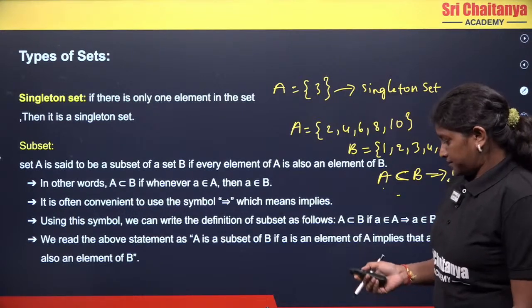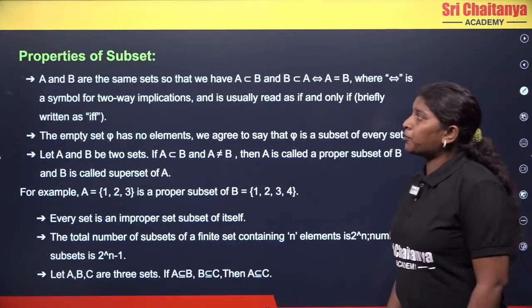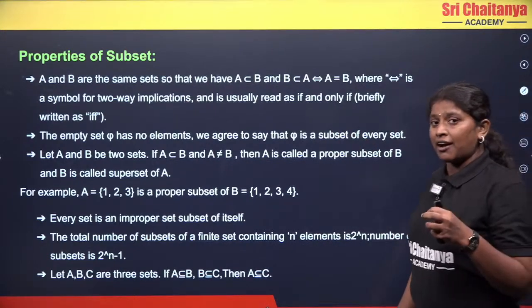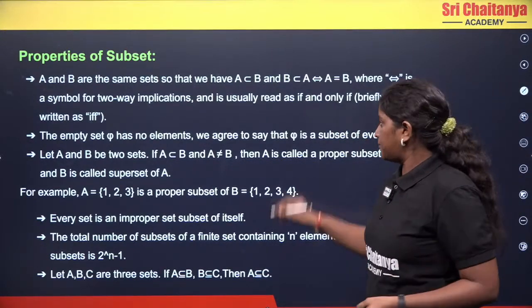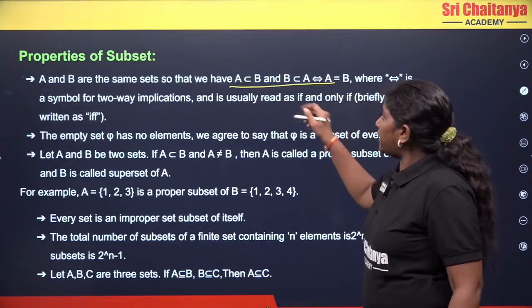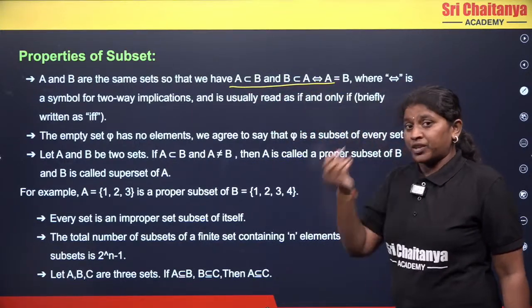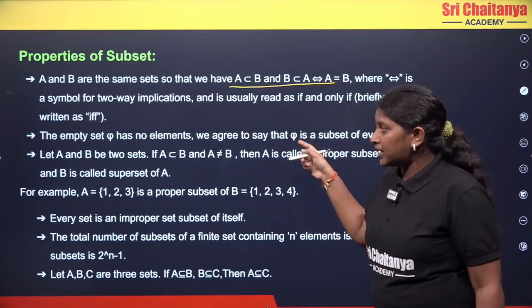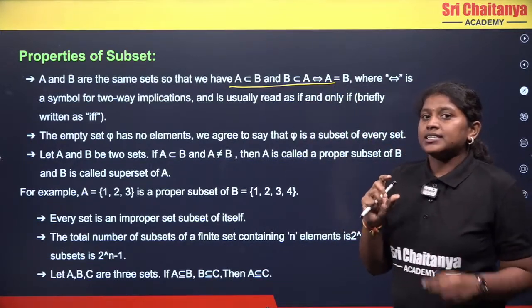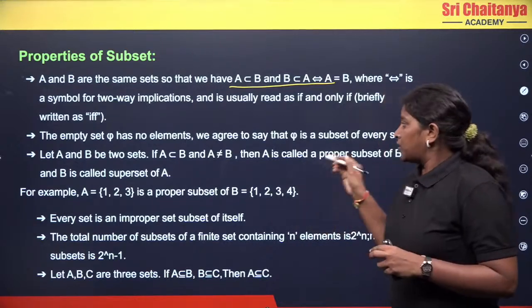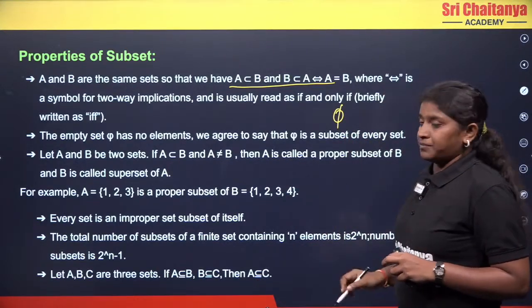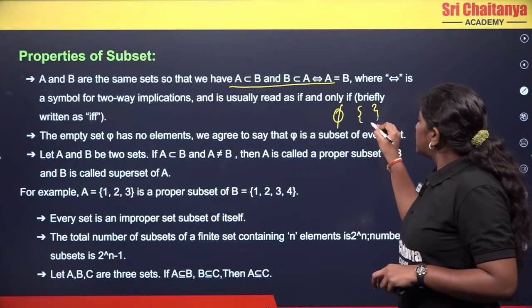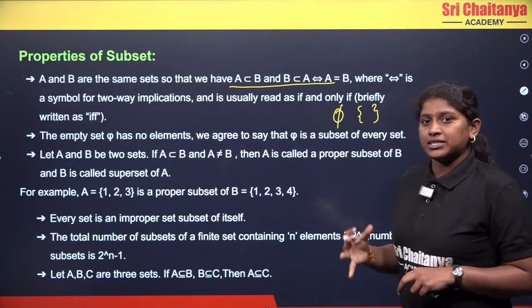Now moving to the next, we will discuss the properties of subset. First of all, if we have two sets such that A is the subset of B and B is the subset of A, then we can say that A equals B. Now moving to the next, the empty set is the subset of all sets. So if I have the empty set, it means I am not having any element, so I can take it as the subset of every set.